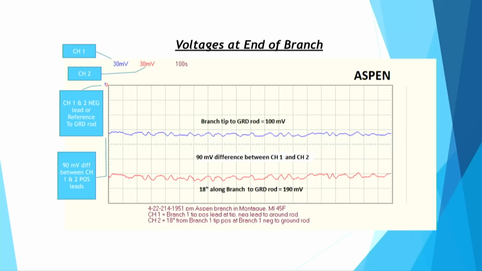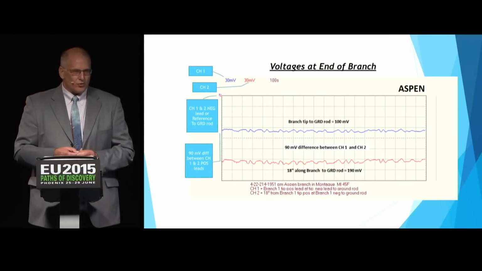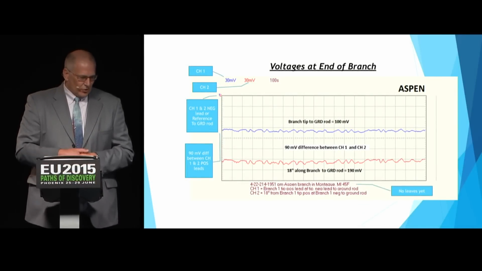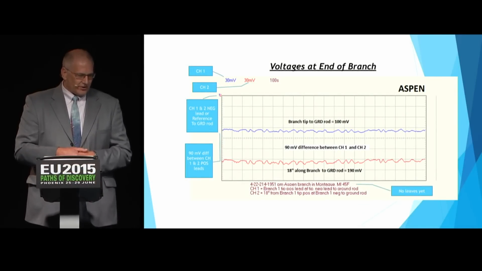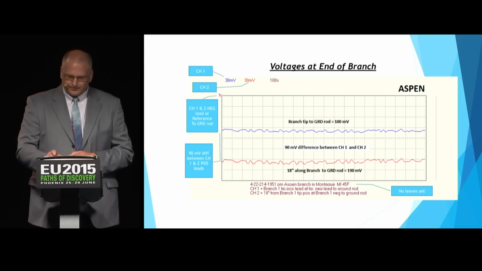I also measured this particular branch for ohms resistance and got 2 megaohms average. And there's no leaves yet. It's 45 degrees temperature.